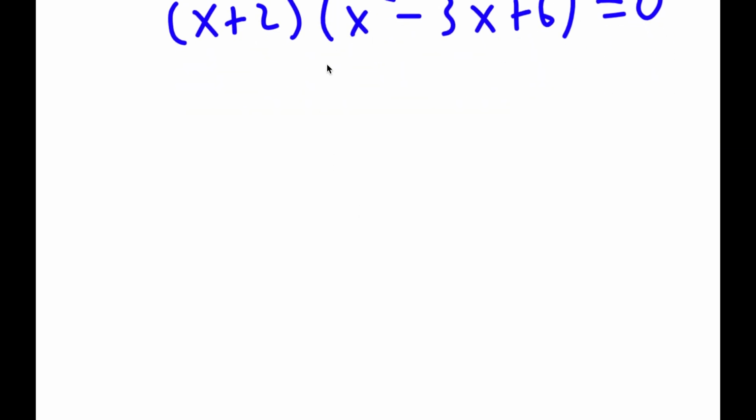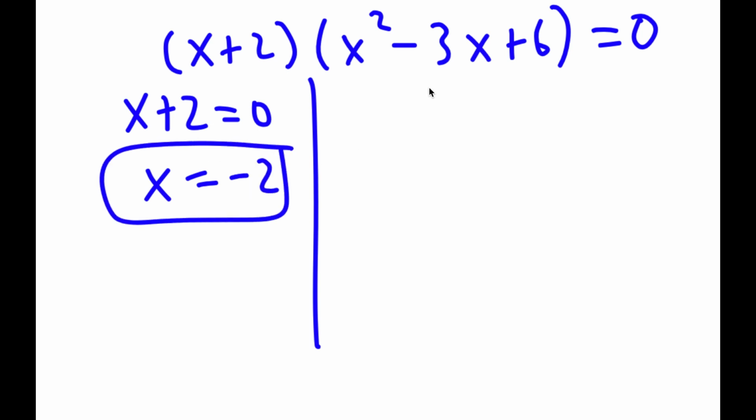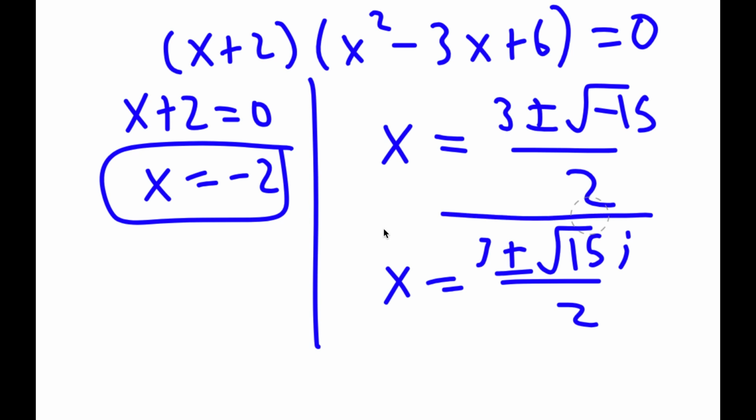So now I have two equations. x plus 2 is equal to 0, which we already know gives x equals negative 2. We already know this is a solution. And x squared minus 3x plus 6 equals 0. And if I go ahead and solve this by the quadratic formula, I get that x is equal to 3 plus or minus the square root of negative 15 over 2. And the square root of negative 15, that's the same thing as the square root of 15 times i, over 2.